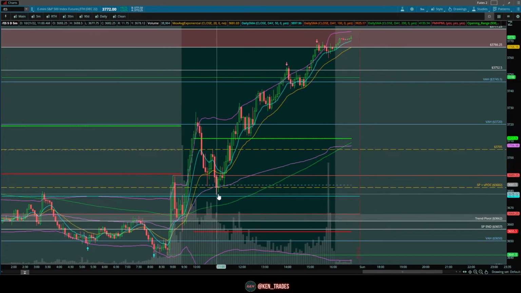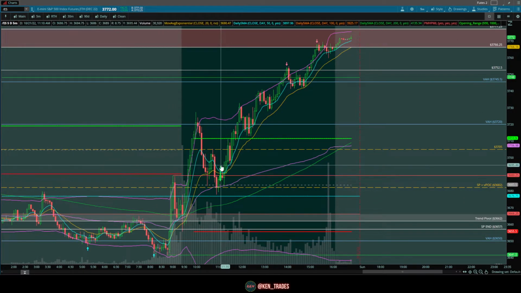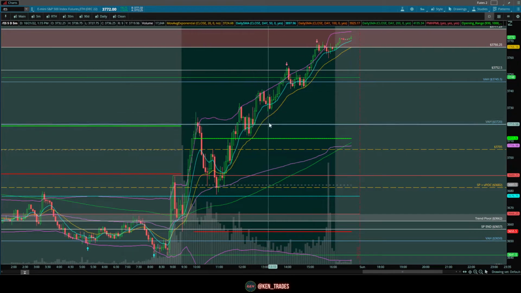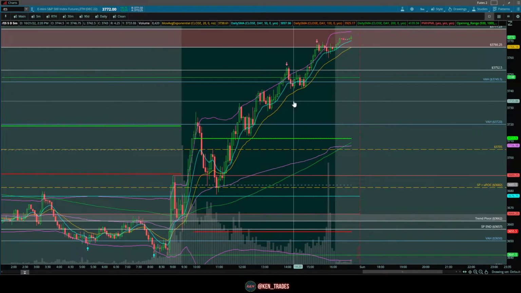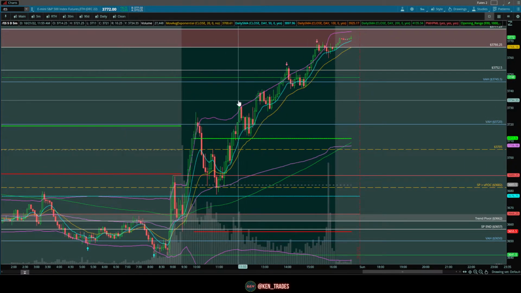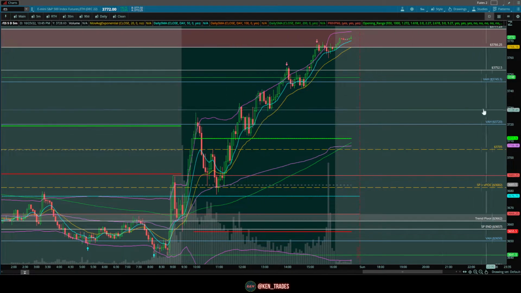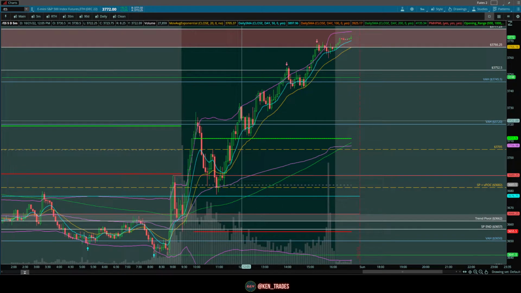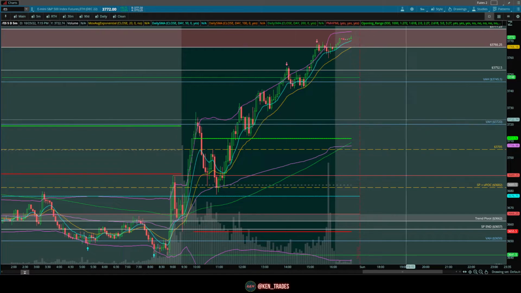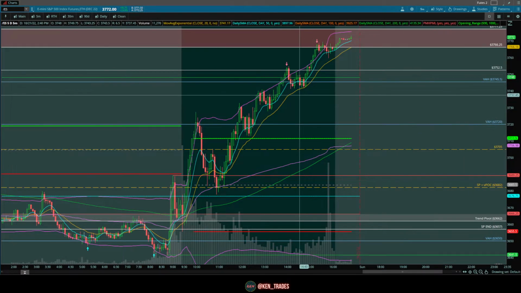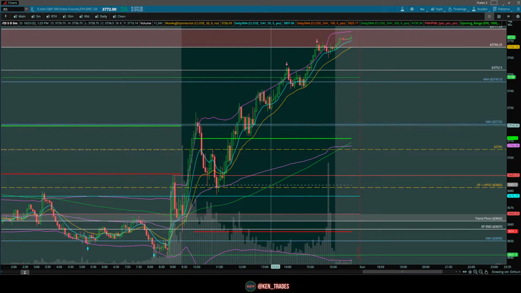pretty solid area to go long, but I didn't long this, to be honest. I only long above 3720. The thing about this is, push up again, come down, fool around within the previous day's value area high again. My idea was to go long if we manage to go up and find value above 3720. And we did, and that's where I went long.